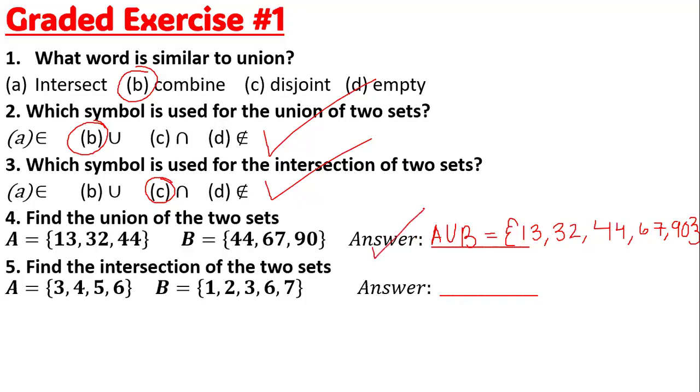How many persons got number 4? I got it. We put 13, 32, 44. We remember no repeats. Don't repeat 44. 67 and 90. Okay. All right, next.